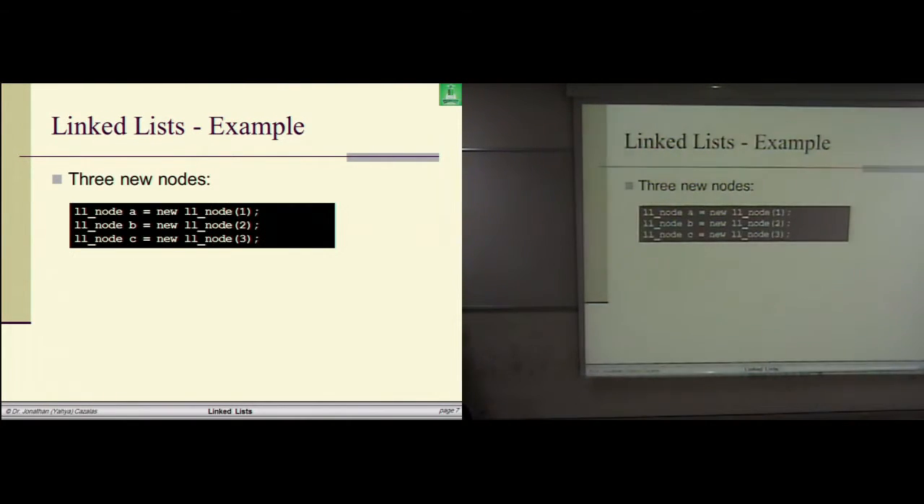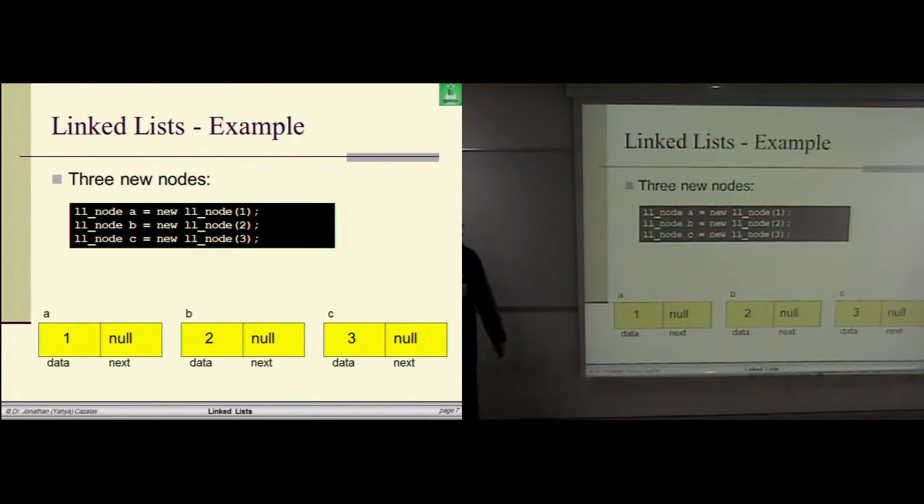So here are three nodes. Afterwards we can make three nodes. LL node A, new LL node 1. So 1 is the data, right? This is with one parameter. We make three of them. Node B has the data 2, node C has the data 3. Here are our three nodes. How can I connect A to B?